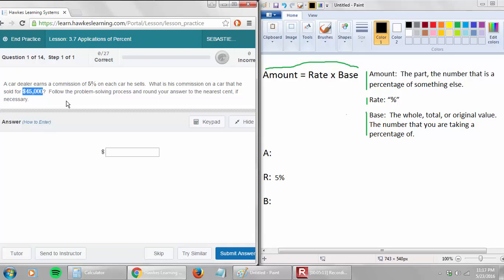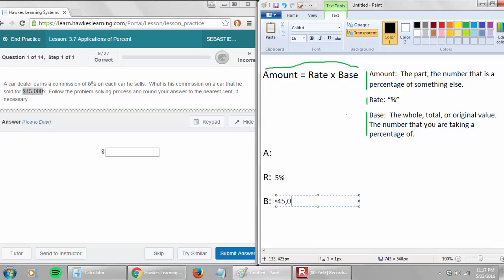Okay, which one did you think was the amount and which one did you think was the base? The amount is going to be the commission, and typically in commission and tax problems, the commission is going to be your amount, because a commission is just part of the total sales cost. The cost of the car, the amount that it's sold for, is your total. It's your original or base amount. So my base is going to be $45,000, and my amount is going to be the commission.